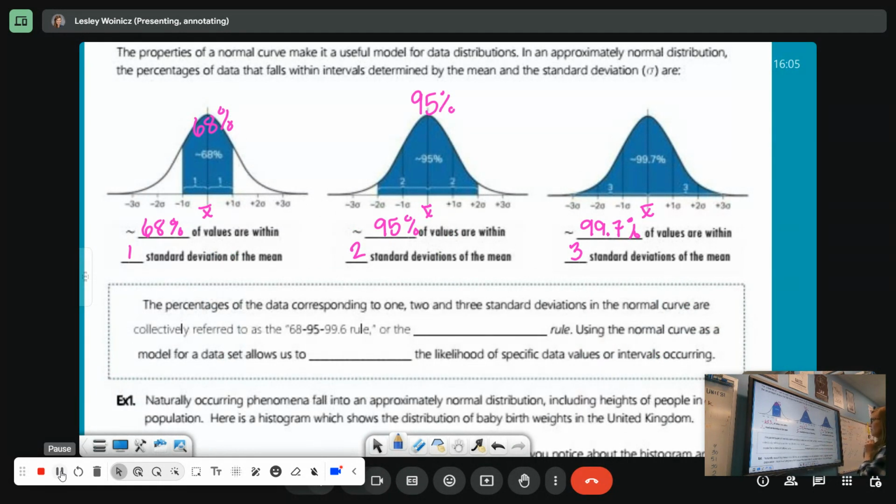Okay, the percentages of the data corresponding to 1, 2, and 3 standard deviations in the normal curve are collectively referred to as the 68, 95, why does this say 6 and that says 7? All right, let me look it up, because they can't both be right, right? Okay, the 7 is right. This one's the typo. It's 99.7. Or the empirical rule.